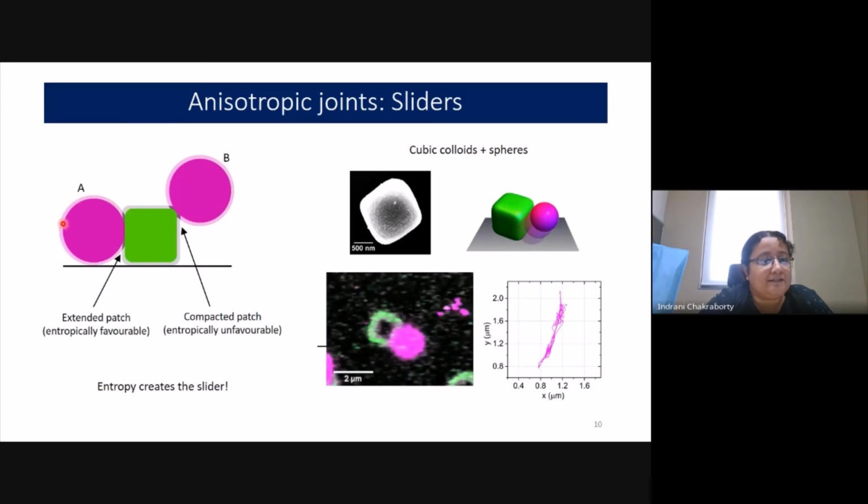So over time, the particle will tend to remain on one of the faces of the cube, and it will be like a 2D slider. So entropy here creates the slider. We can even take this to 1 dimension if we allow the system to sediment on the glass surface that we are using, so that the particle effectively has freedom of motion in only one direction. As you see here, they have sedimented onto the glass surface, and there you have a 1D slider.